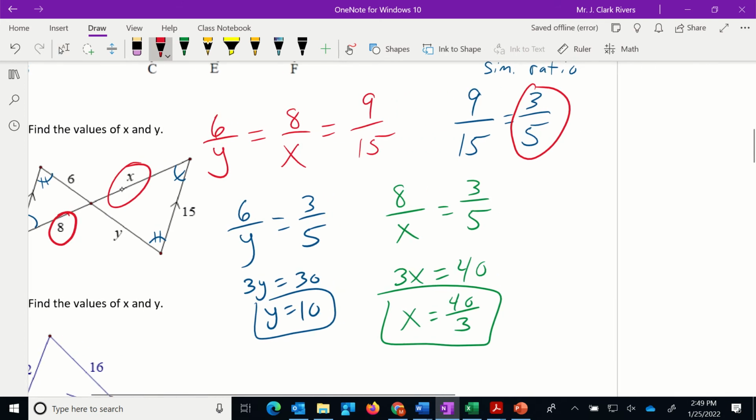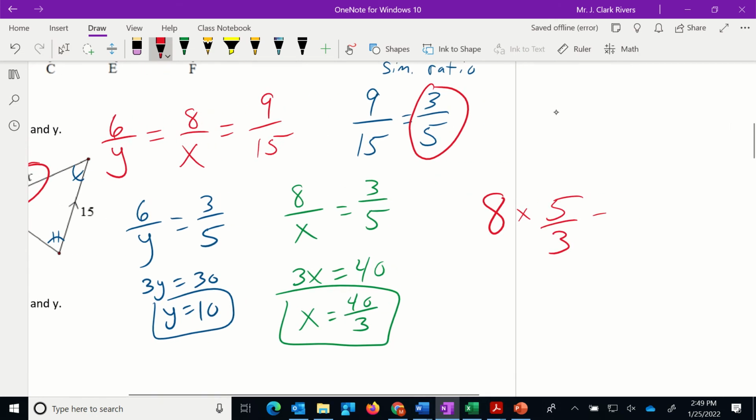So I'm going to say 8 multiplied by, now my similarity ratio is 3 to 5. If I multiply by 3/5, is 8 going to get smaller or bigger? Smaller, right? Think about when you multiply by 1/2. When you multiply by 1/2, like 100 times 1/2, that's 50, right? It gets smaller. So 8 multiplied by, we've got to flip that similarity ratio, 5 thirds, and we end up with 40 over 3. That's equal to x, right?